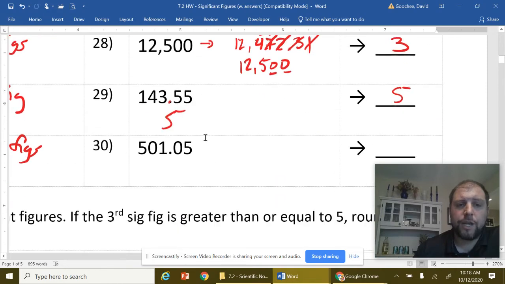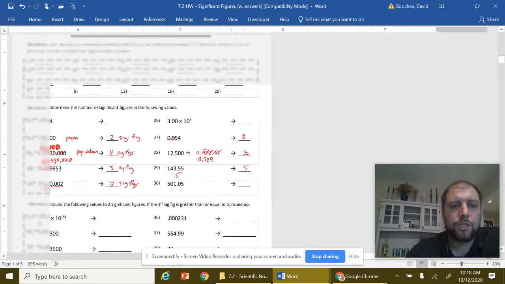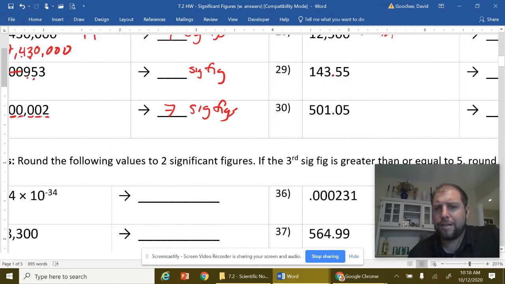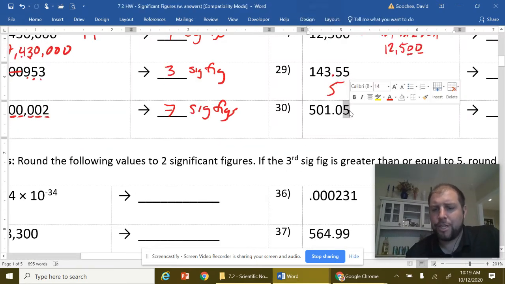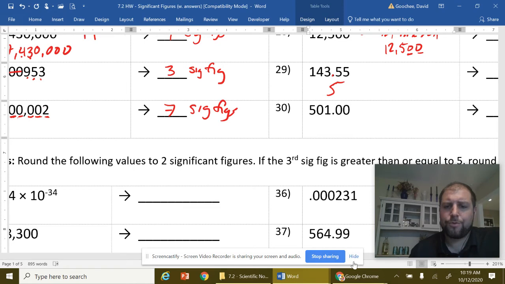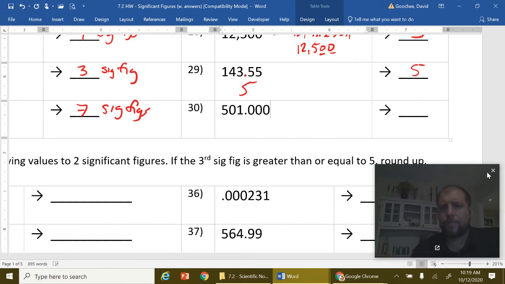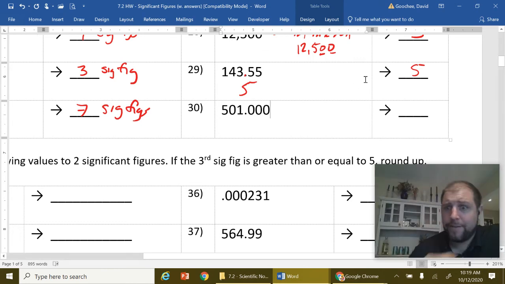All right, now there's a situation that I want to discuss that I don't see given as an example. So I'm just going to change this worksheet right here. Okay, cool. What about this one right here? 501.000. How many significant figures does this value have?